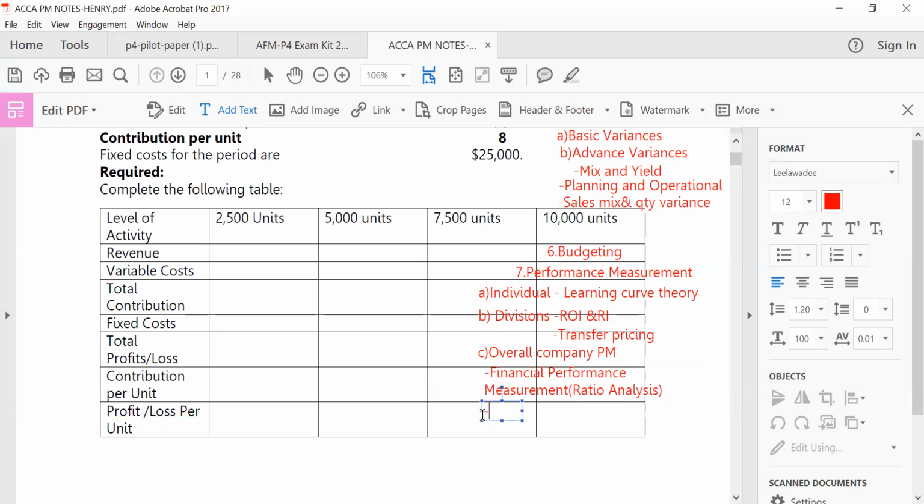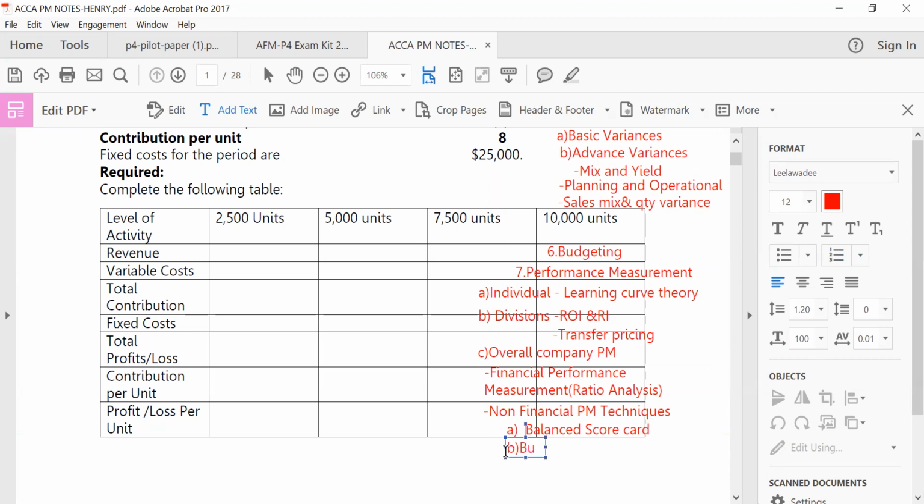Then we said that financial performance is not enough in measuring performance of companies, so we decided to come out with the non-financial performance measurement techniques. The first non-financial performance measurement technique we can talk about here is called the balanced scorecard. Kaplan and Norton introduced the balanced scorecard.